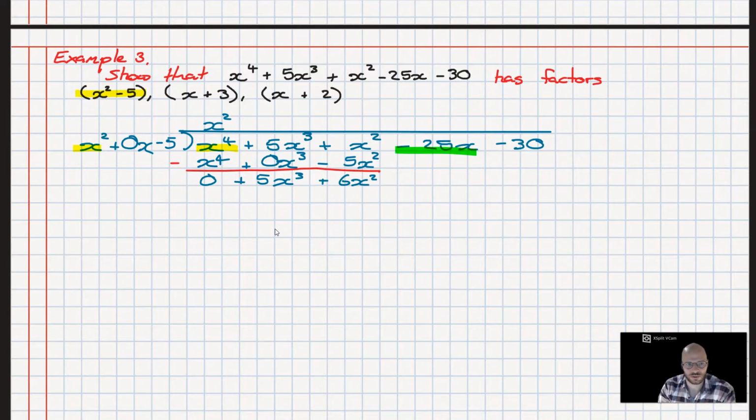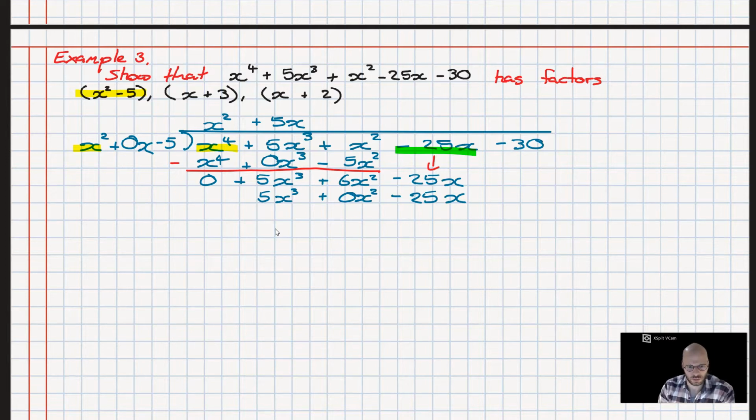Grabbing our next term along the line and bringing it down. That's a minus 25x. Now we ask ourselves, what do we need to multiply x squared by to make it equal 5x cubed? Well, you multiply it by 5x. Now we're going to get our 5x cubed over here. Our 0x stays 0x squared. And then our minus 5 times 5x, well, that will be minus 25x, like so.